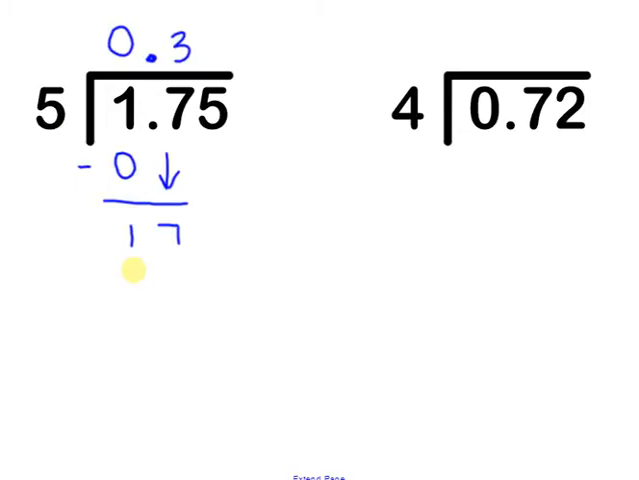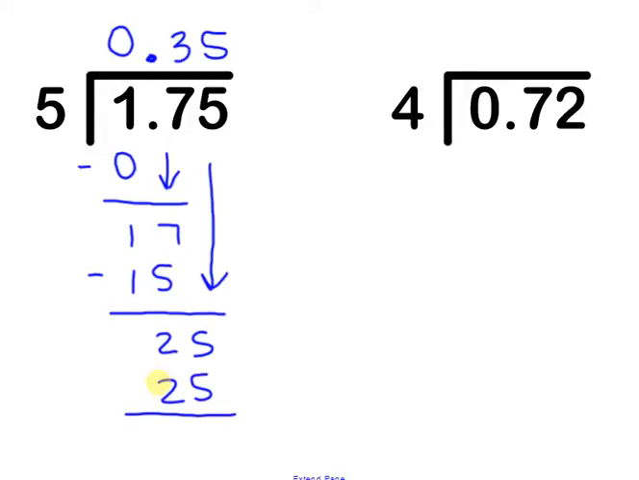3 times 5 is 15. Subtract. 17 minus 15 is 2. Bring down the 5. 5 goes into 25 5 times. 5 times 5 is 25. Subtract. 25 minus 25 is 0. Your answer is 0.35, or 35 hundredths.